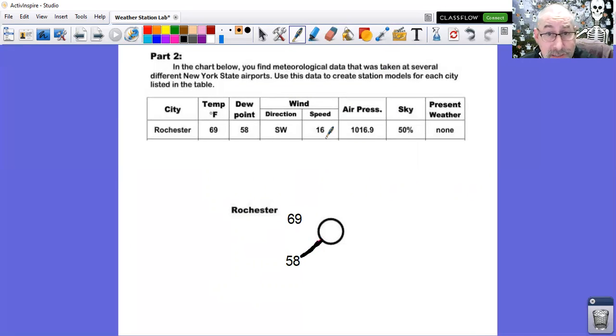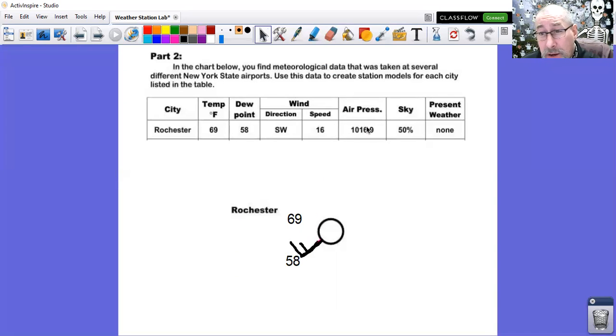It's telling me 16 knots. So I've got a large one for 10, a small one for 5, and we're done. That's how we put it in. We don't have a 16th. It's either 10 or 5, in those increments. All right, air pressure. This is where it gets weird.